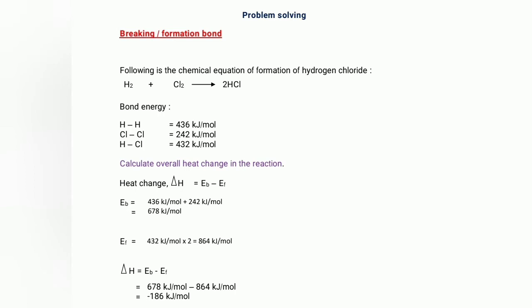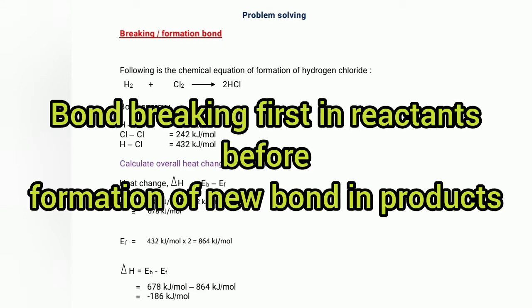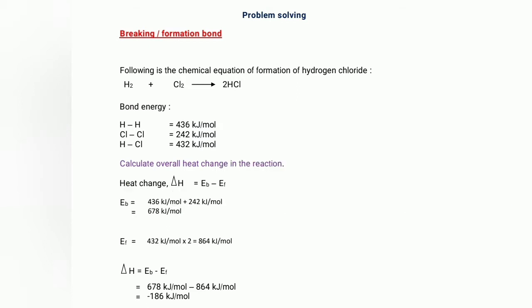Energy change during formation and breaking of bonds. During a chemical reaction, the bonds between the atoms in the reactants need to be broken first before new bonds between the atoms in the products can be formed.